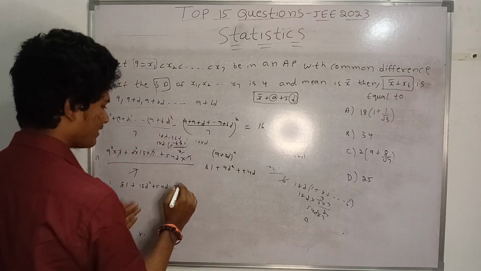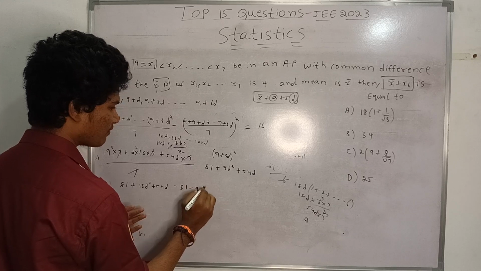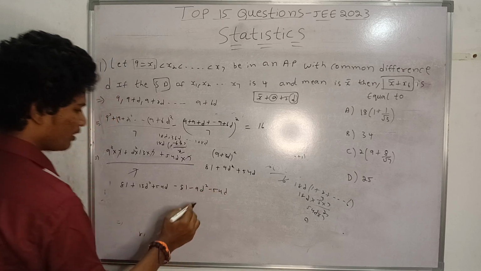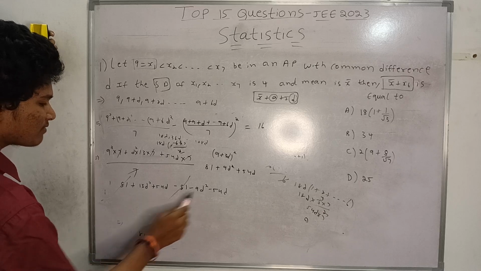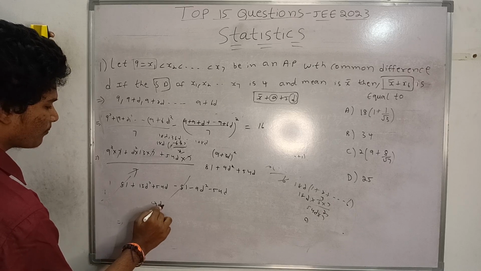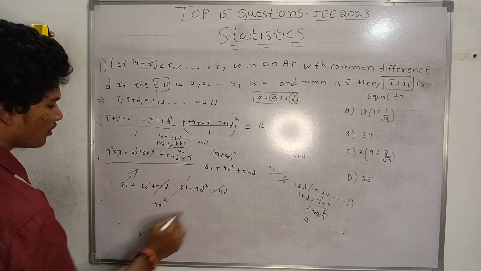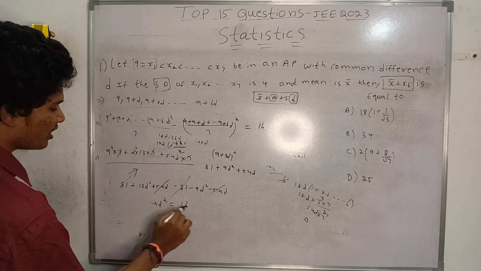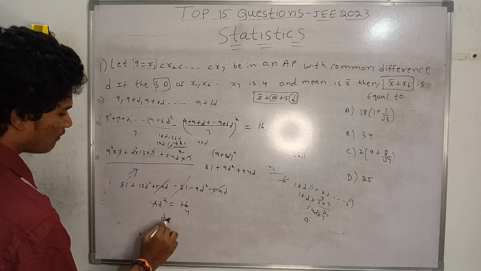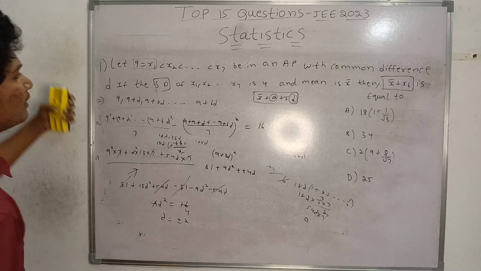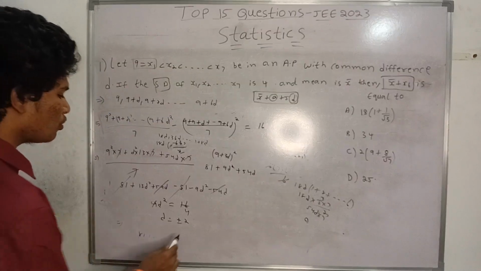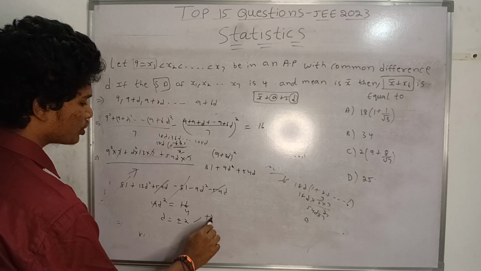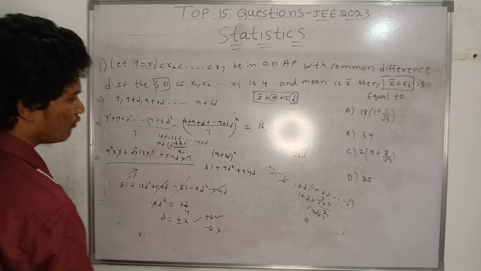So when I subtract these things, minus 81 minus 9d square minus 54d, so minus 81 plus 81 will get cancelled. 13d square minus d square, it is 4d square, and 54d will get cancelled. 4d square equal to 16. So d equal to plus or minus 2, but they said the terms are increasing, so d cannot be negative. So we accept plus 2, minus 2 we reject.